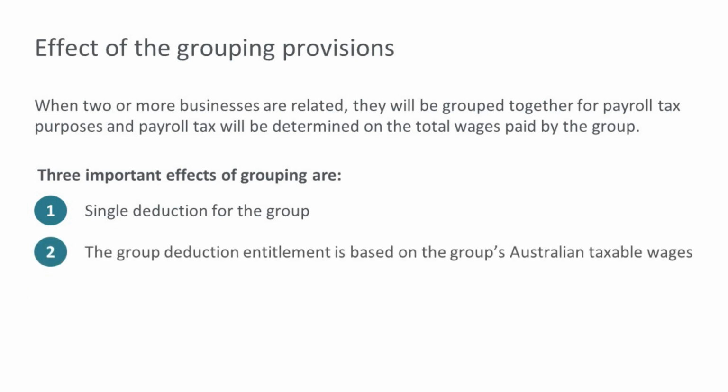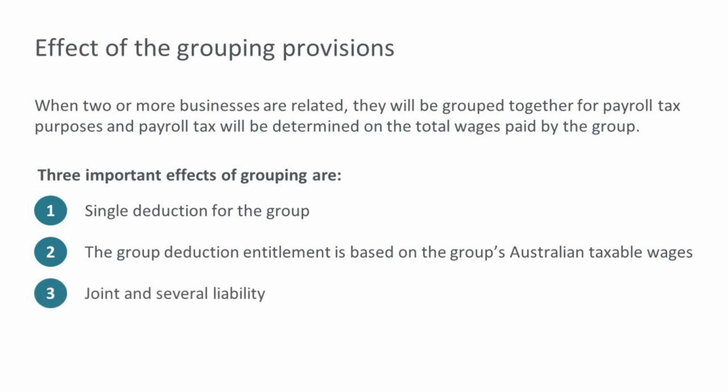Second, the group deduction entitlement is based on the group's Australian taxable wages. The deduction entitlement in each state depends on the percentage of the Australian wages paid in that jurisdiction.